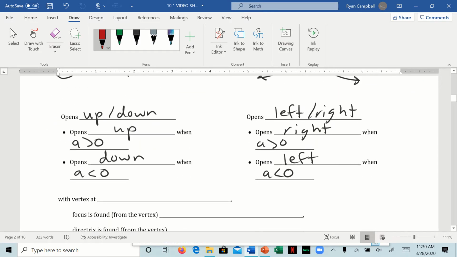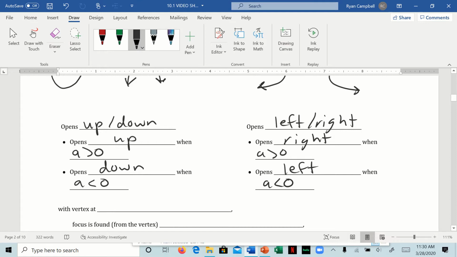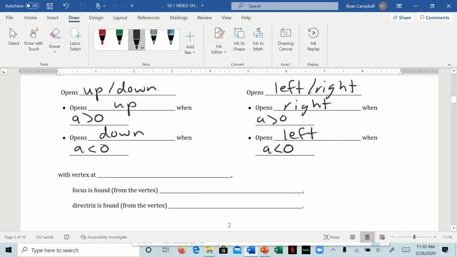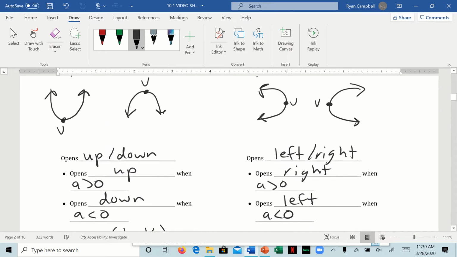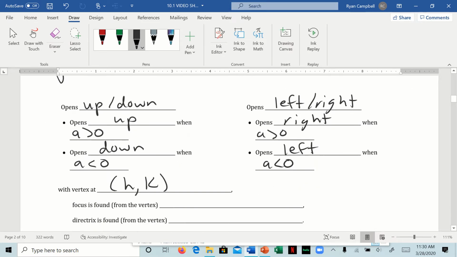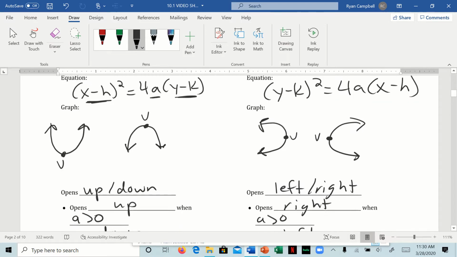But either way, no matter which way you have it, our vertex, the smallest or biggest point, or the one furthest left or right, depending on which one you have, is what we call the vertex. And that vertex is going to be h comma k. So if you can get it into the form that we have, it's just going to be h comma k, no matter which one you are using.